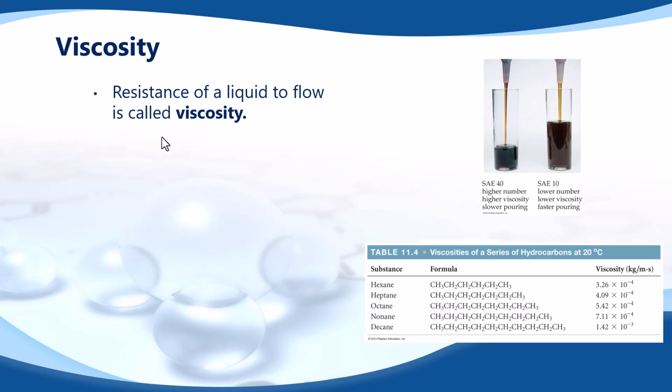Molasses is an extremely viscous liquid. It's where you get the phrase pouring molasses in January, a very, very viscous liquid being poured at a cold temperature.